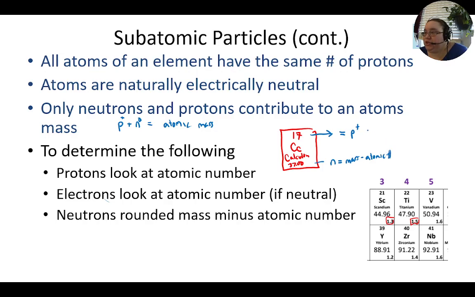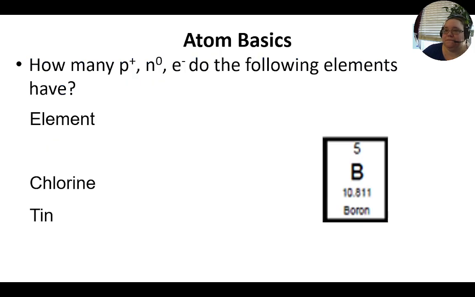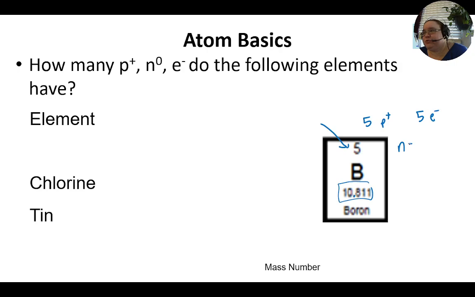Now, if the element is neutral, my protons also equal my electrons. So for these first couple examples, we are dealing with neutral elements. For example, with our real periodic table, notice on the screen I've got boron's information. So I can see that boron would have 5 protons, it would have 5 electrons, and a mass of 10.8. So 10.8 would round up to 11. So to figure out my neutrons, I would take 11 minus 5, and my neutrons equal 6.